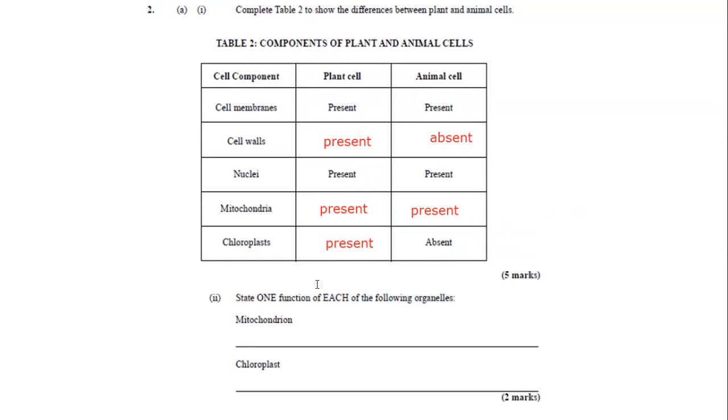Give the plant energy. Facilitate the... It's manufacture of energy in the cell.